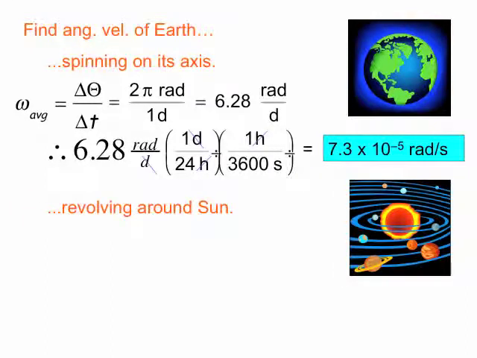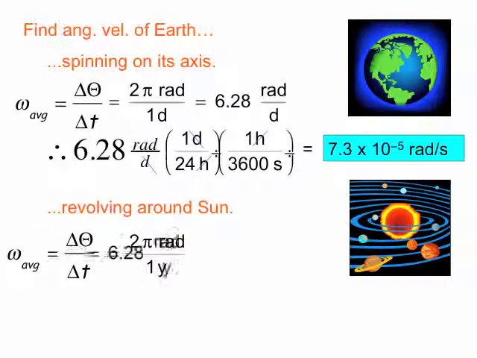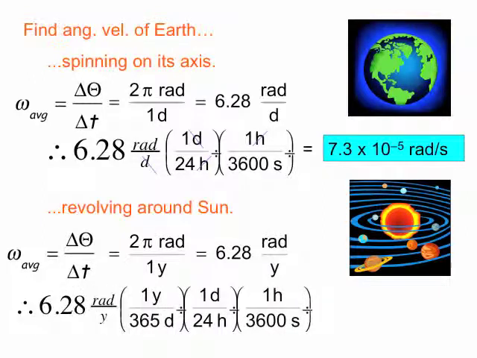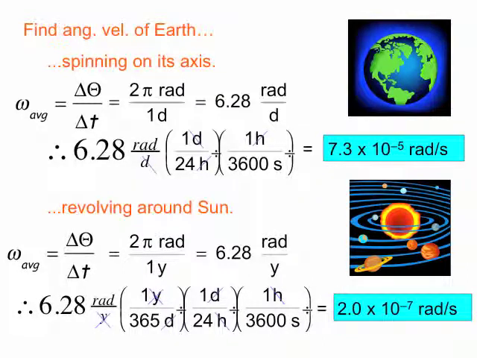To revolve around the sun, the angular speed, again, this time it takes a year to go 2 pi radians. So I imagine that you are going to find this angular velocity to be much less. And it will be 2.0 times 10 to the minus 7 radians per second. Okay, great.